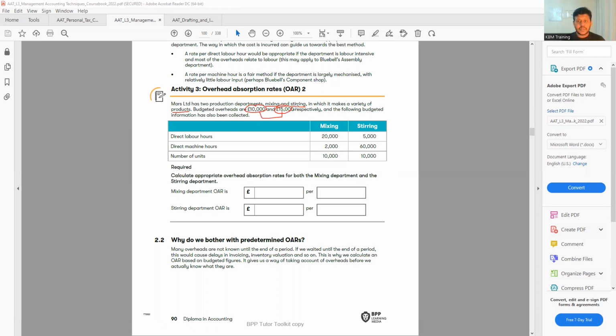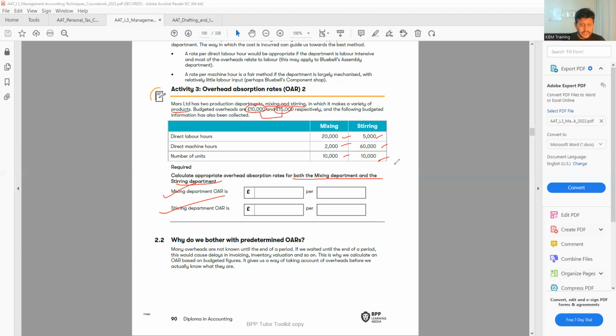We have an overhead, and we have some information for the activity level. So we have a direct labor hour for the mixing is 20,000, string is 5,000, direct machine hour 2 and 60, number of unit 10 and 10. It says calculate the appropriate overhead absorption rate for both mixing department and the string department. So mixing department OAR and string department OAR, how much will it be?